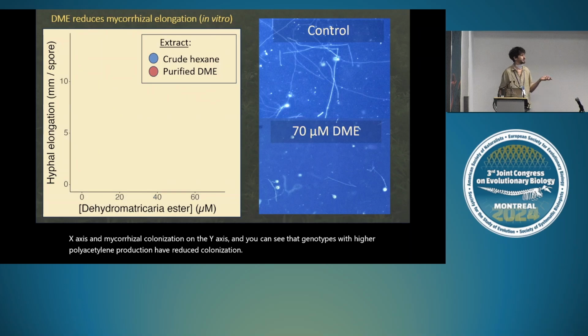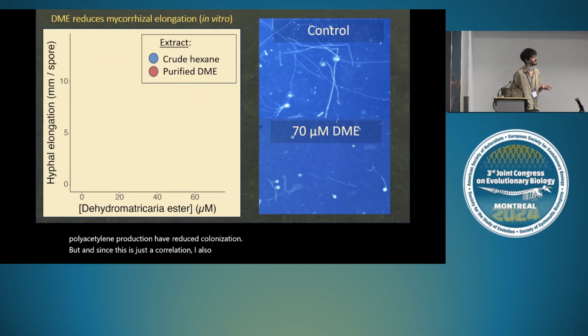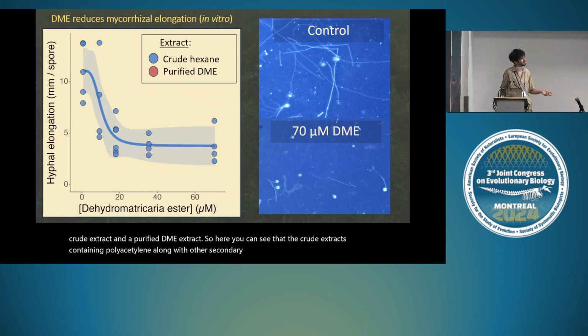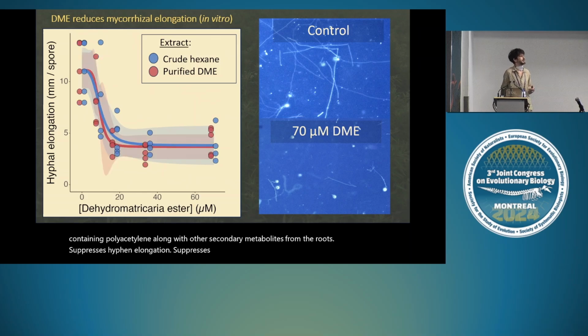Since this is just a correlation, I also looked at this in an in vitro experiment, with a crude extract and a purified DME extract. Here you can see that the crude extract containing polyacetylenes, along with other secondary metabolites from the roots, suppresses hyphal elongation, suppresses performance of the mycorrhizae, and we see an identical pattern with the DME extract, suggesting that DME completely accounts for the suppression that we see in the crude extract.